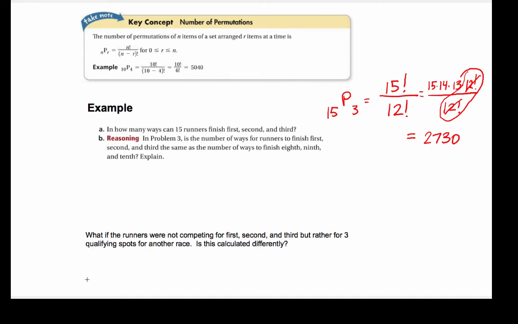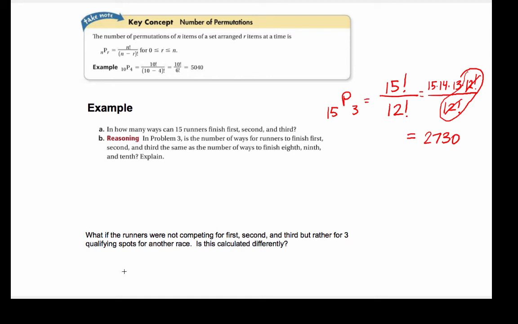Say this was a semifinal race where there were 2 heats, and there were 15 runners in one heat and 15 runners in another heat, and the top 3 runners in each heat were going to advance. So we weren't taking 3 runners out of the 15 and assigning them first, second, third. We were just saying, well, how many different combinations of 3 runners can there be from 15? Is this going to be calculated differently?